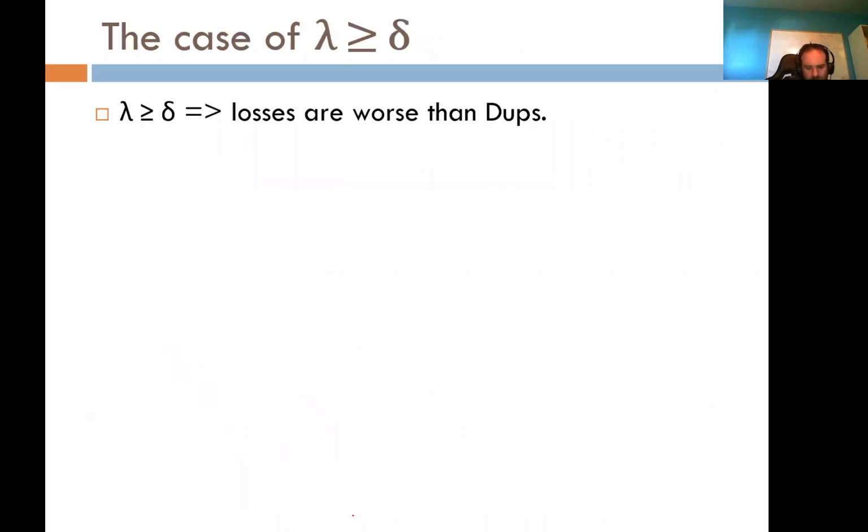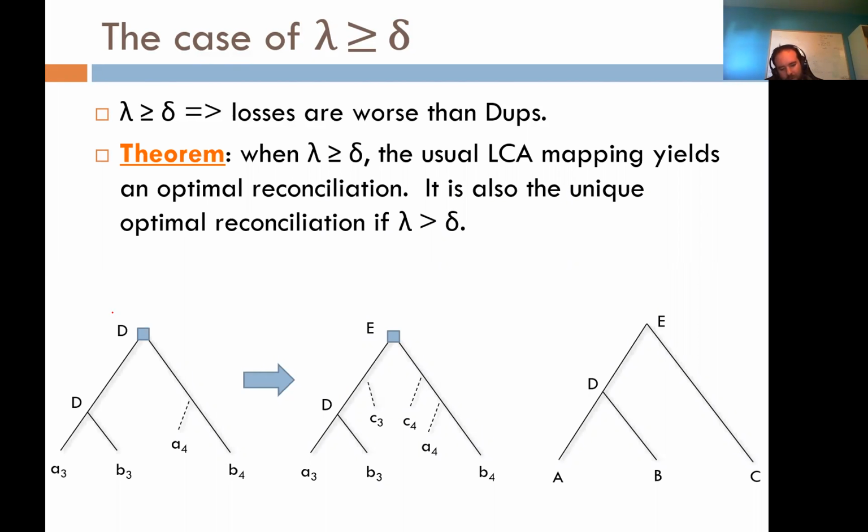So one easy result is that if your loss cost is higher than the duplication cost, it's straightforward to show that all you have to do is use the traditional LCA mapping. You just reconcile every gene tree independently and you get an optimal reconciliation. Okay, and it's unique if your loss cost is higher.